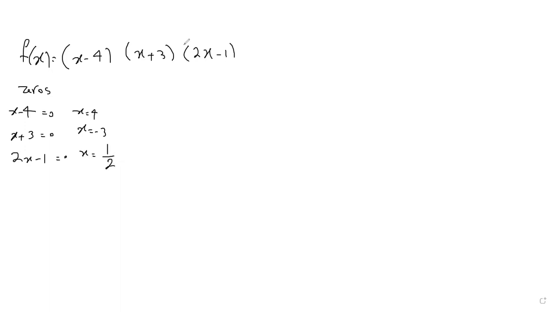Now, I can graph that. I can put the zeros. 4, negative 3, and 1 over 2.